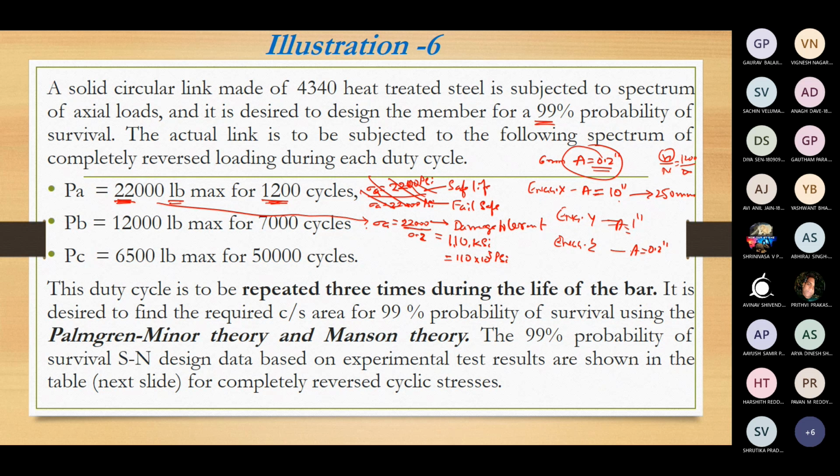And in this problem, it is asked that we have to use two different theories. One is Manson's double linear theory, and one more is the Palmgren-Miner theory. By using these two theories, we have to give the optimum possible solution for the customer, so that he can make that particular solid circular ring for whatever application he has with very low material consumption.